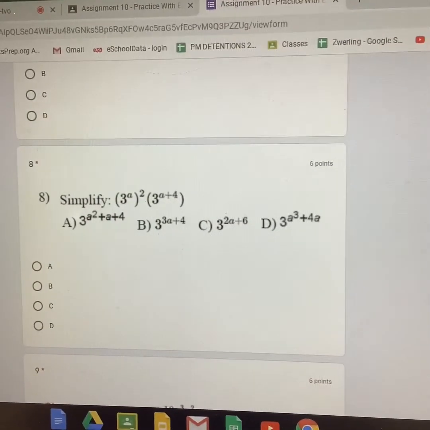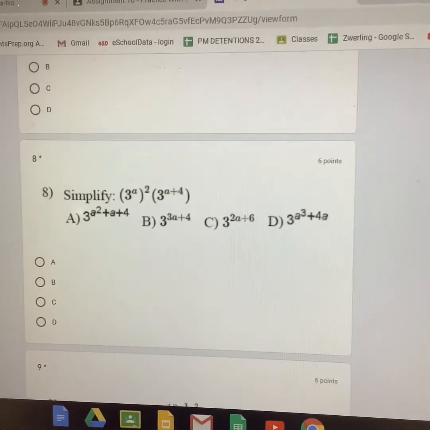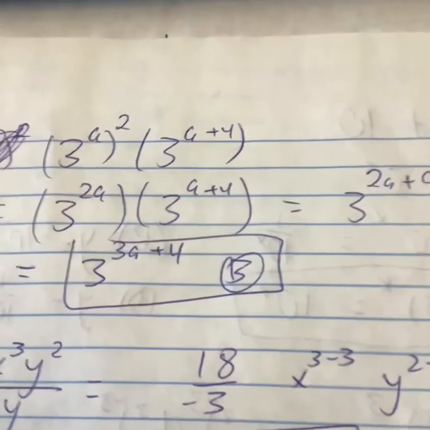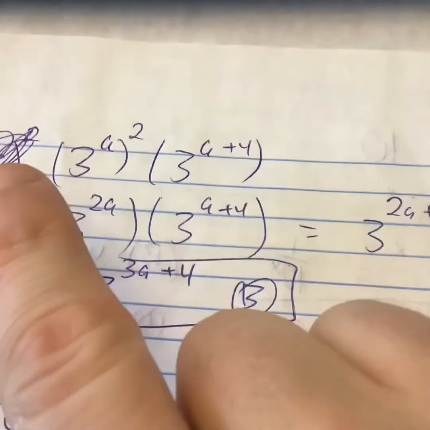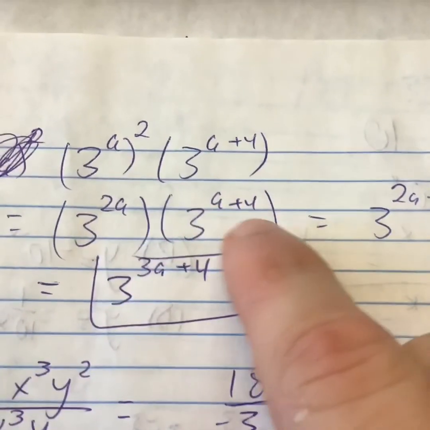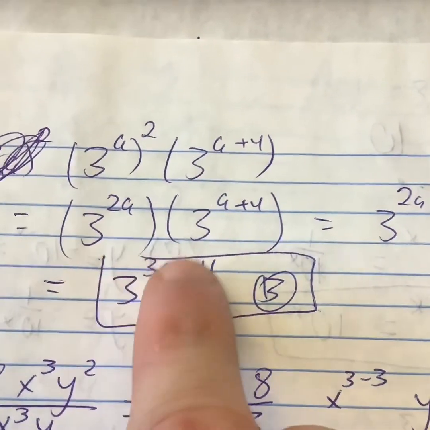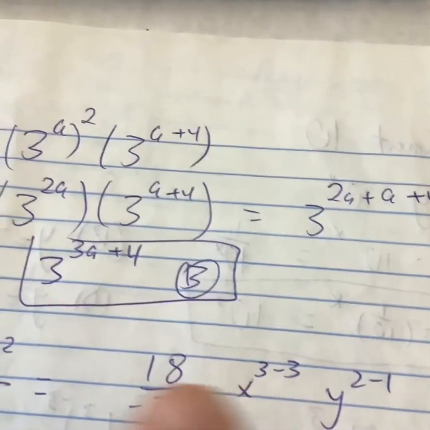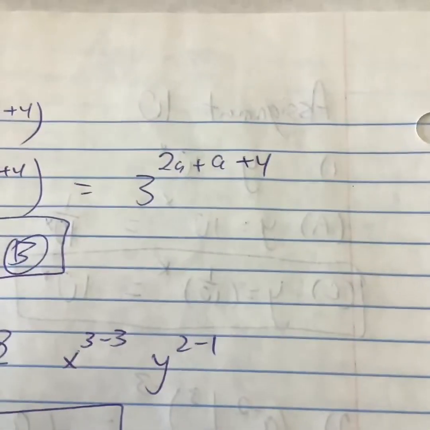For number 8, we have 3a squared times 3 to the power of a plus 4. So 3 to the a is being squared. When you have a power raised to a power, you multiply them. So we get 3 to the 2a times 3 to the a plus 4. Keep the bases, add the exponents. 2a, so we keep the base 3. We add 2a plus a plus 4.